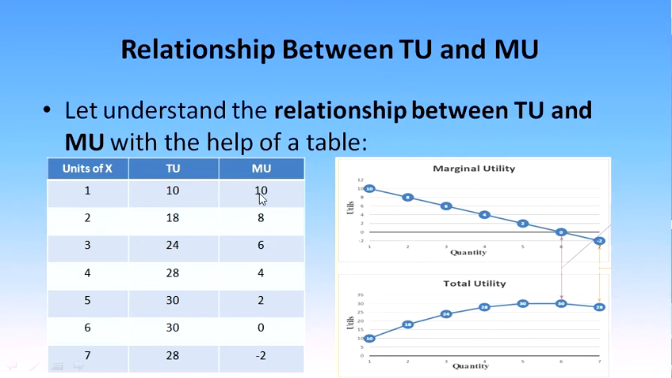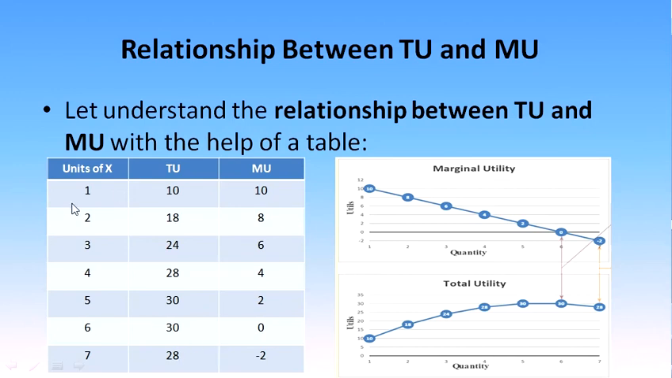Now it will begin with 10. The TU and MU both will begin at the same number, at the same point. Why? Because what is marginal utility? Marginal utility is the additional utility that you are getting by consumption of any additional unit of a commodity. So here, this is the very first unit of a commodity, so there is no question of additional unit. That is why this is starting at the same point. This is the very first commodity, so TU and MU both will be the same. Afterwards we will be calculating it by using the formula of MU.